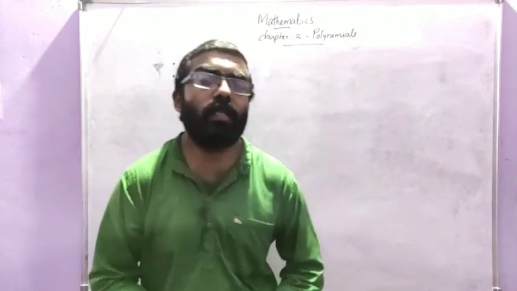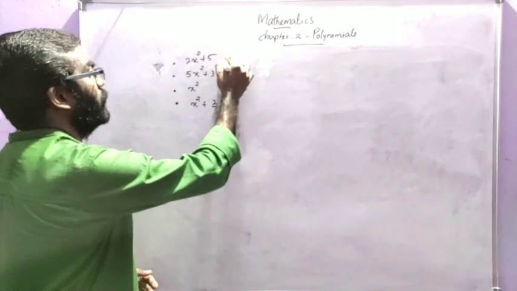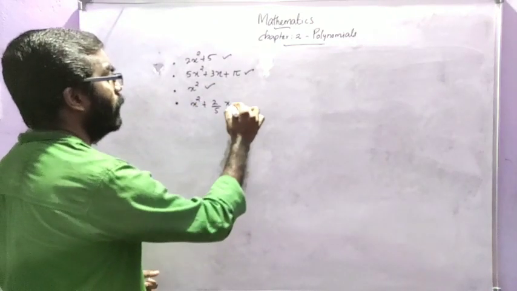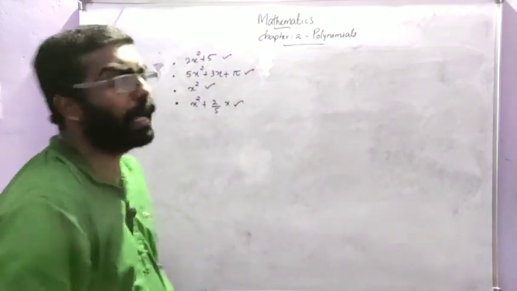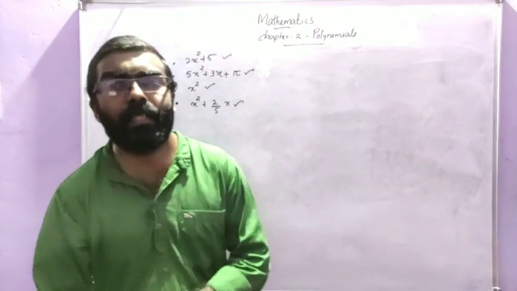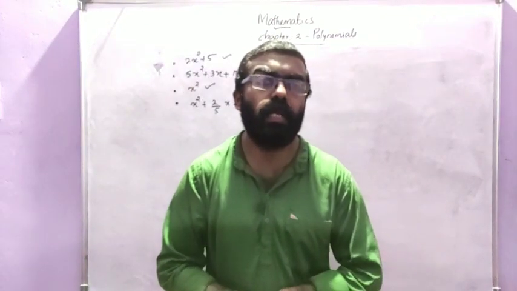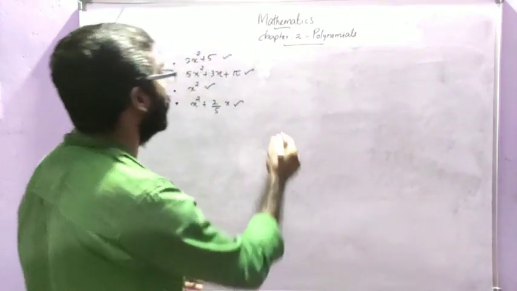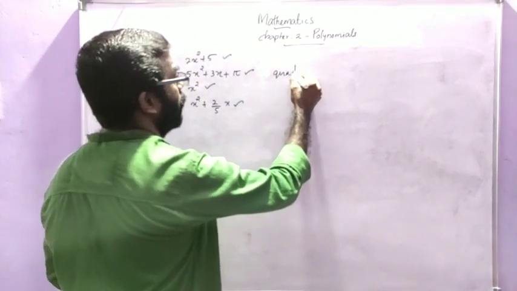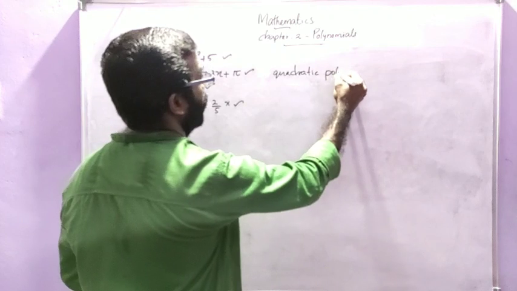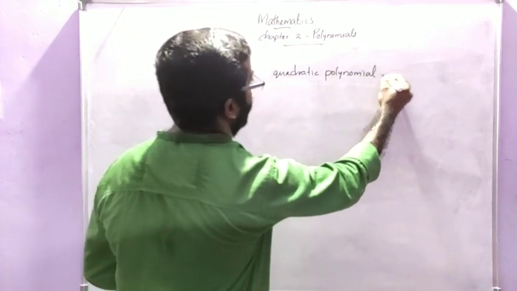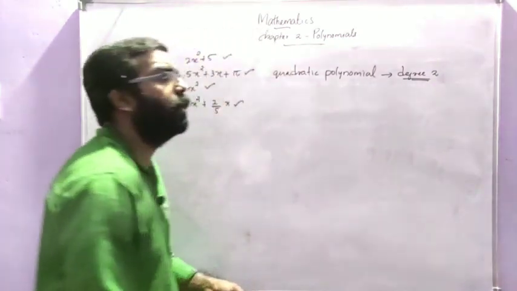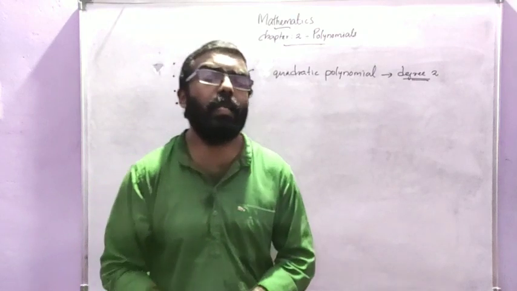Understood? Now consider the polynomials 2x square plus 5, 5x square plus 3x plus pi, x square, and x square plus 2 by 5 x. Okay. Do you agree that they are all of degree 2? Yes. A polynomial of degree 2 is called a quadratic polynomial. It is of degree 2. So a polynomial of degree 2 is called a quadratic polynomial.